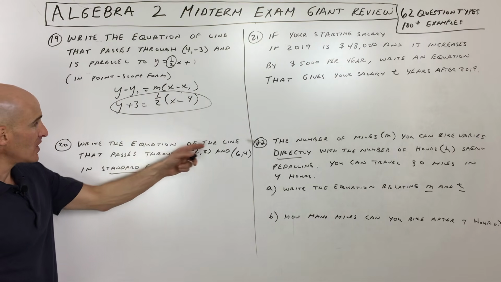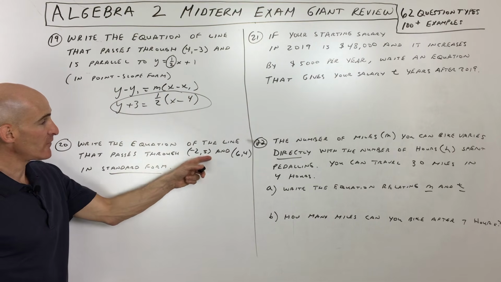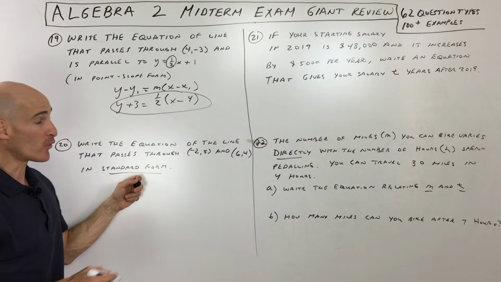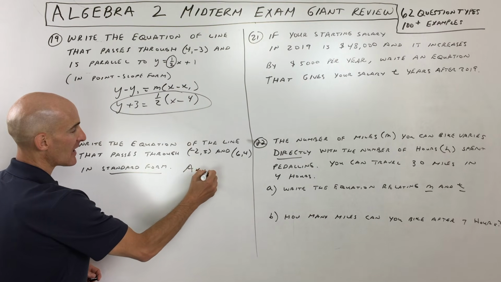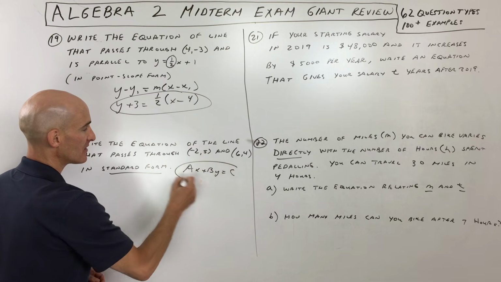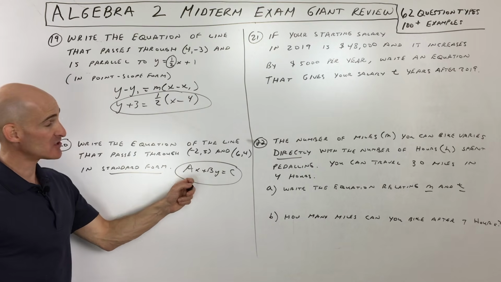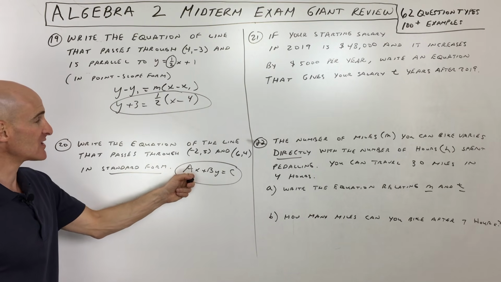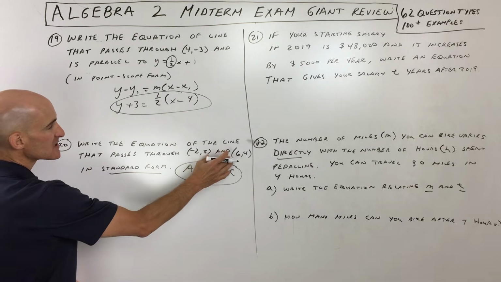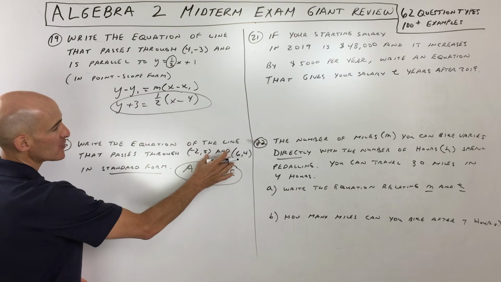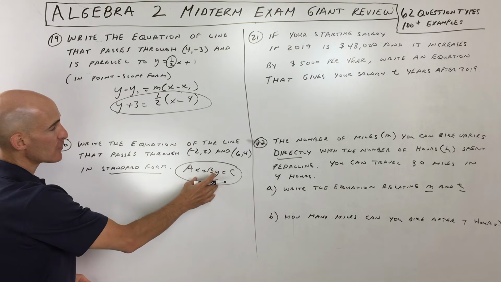Number 20 says write the equation of the line that passes through (-2, 5) and (6, 4) in standard form. Now remember, standard form is ax plus by equals c. Okay, so you get the variables on the left, numbers on the right. A, B, and C are integers, and A is positive. So that's the key for standard form. But what we want to do is let's start with either point slope form or slope intercept form, and then we'll convert it into the standard form.